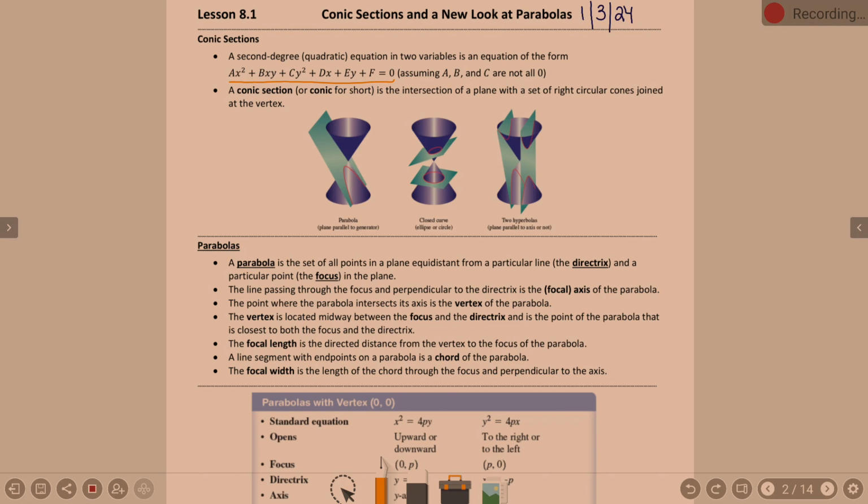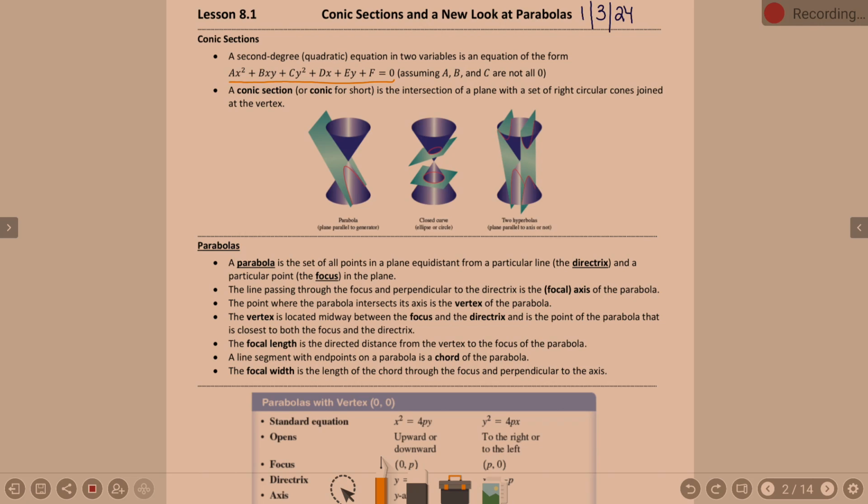Now, a conic section, or conic as you'll often hear, is the intersection of a plane, so a flat surface, with a set of right circular cones joined at the vertex. So you've got two cones standing nose to nose, connected at the vertex there. The three conic sections are created when you take a plane and slice through them. It's like in this first one here.